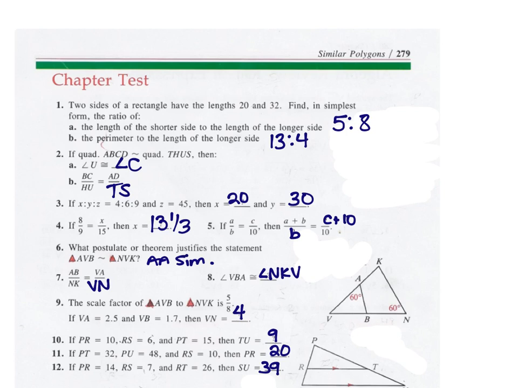Number 1 said two sides of a rectangle have the lengths of 20 to 32. Find in simplest form the ratio of the length of the shorter side to the length of the longer side. So really pay attention to the order of the words there, because if it's asking for a scale factor, it's going to be specific of which order it wants. So this is shorter to longer, which is 5 to 8 for A. And then remember, the perimeter is the same, but this time it says the perimeter to the length of the longer side. So perimeter, if it's a rectangle, you can add up the sides and figure out what the perimeter is, and then the length of the longer side would be that 32. And then just reduce it from there.